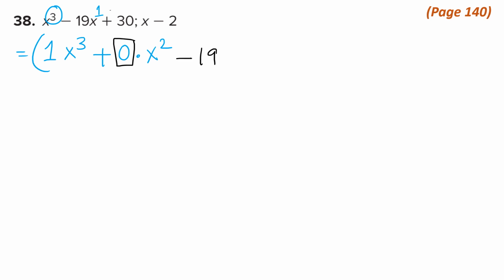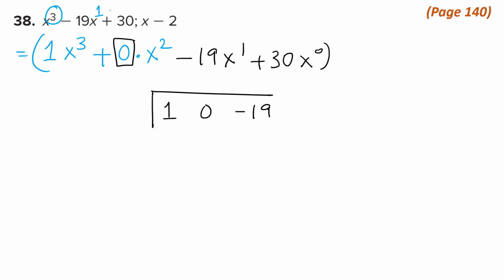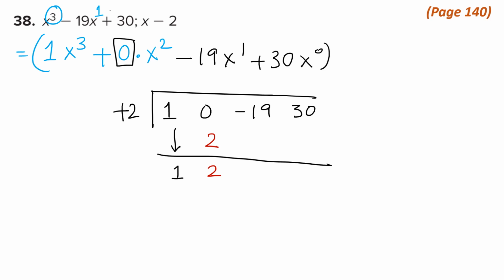Now minus x to the power 1 plus 30 x to the power 0. Now it is in standard form. So let's do synthetic division. 1, 0, minus 19, 30. These are the four numbers. Here it is minus 2, so outside will be plus 2. Now put this number down, start multiplying. 1 times 2 is 2, 0 plus 2 is 2, 2 times 2 is 4, minus 19 plus 4 is minus 15. Now minus 15 times 2 is minus 30, so again the remainder is 0.